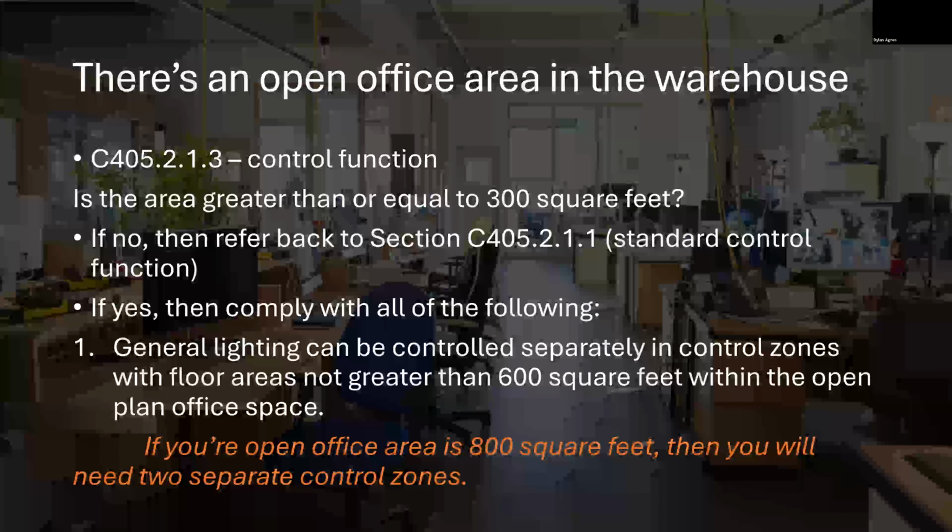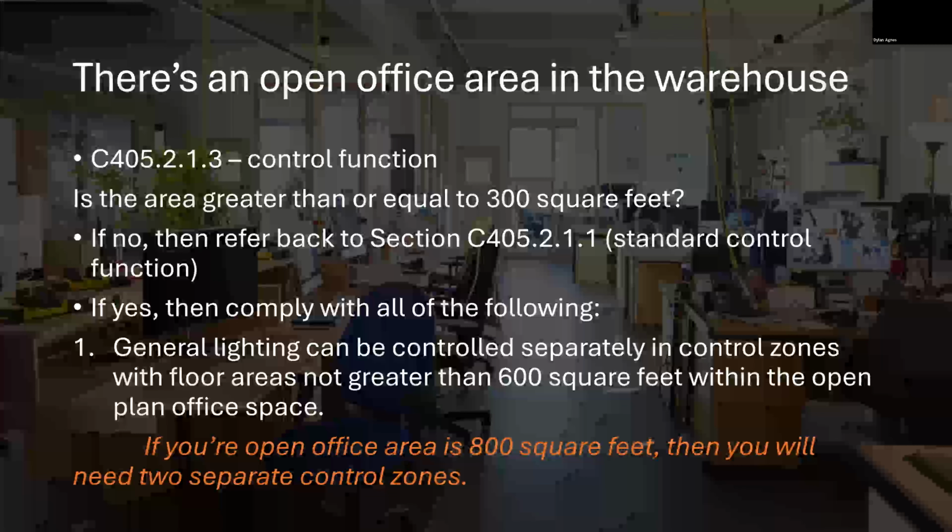So let's say there's an open office area in our warehouse. First question you've got to ask is: is the area greater than or equal to 300 square feet? If no, then refer back to the original section for the normal control function for the sensors. If yes, then you have to comply with this, where basically you're limited in the general lighting of your open office area to 600 square feet or more per zone. So for example, if you have an open office area of 800 square feet, you'll need at least 2 control zones. You can have 3, you can have 4, but at minimum, you need 2.